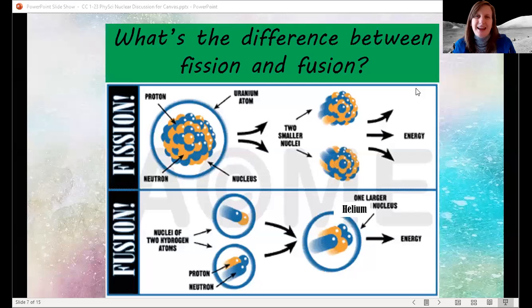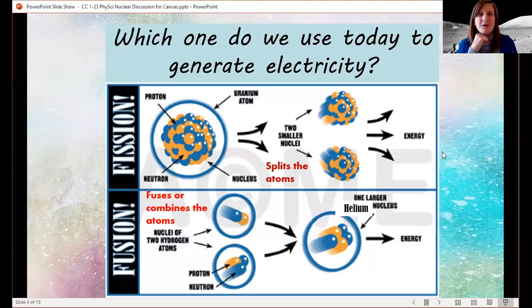Let's see, what's next? Okay, which one do we use to generate electricity? And if you said fission, you are correct. We do generate electricity with fission. 10 to 20% of our electricity energy does come from fission. In fact, there's a brand new nuclear plant they're almost done building here in Georgia. It's called Plant Vogtle, and it's down by Augusta. So we're about to have more energy due to fission here in Georgia.